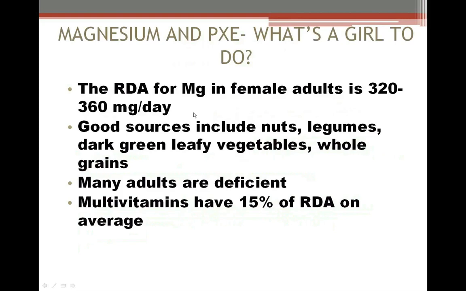But calcium restriction will increase the risk of osteoporosis, and the benefit of calcium restriction in PXE is unproven. So what about magnesium? Well, the recommended daily allowance for magnesium in female adults is 320 to 360 milligrams a day. And the good sources are dark green leafy vegetables like spinach, kale, romaine lettuce, nuts, and whole grains.